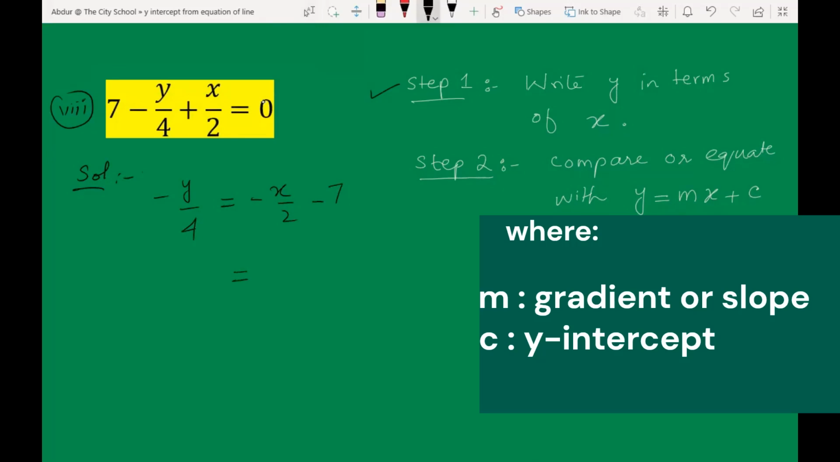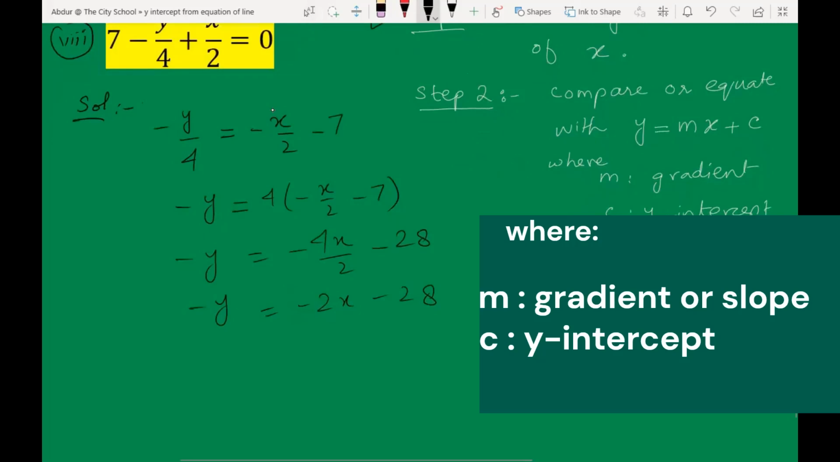So step number 1 is not completed yet. So 4 is dividing minus y, equals 4 shifted here. It will be multiplied by minus x over 2 and minus 7. So minus 4x over 2 minus 28, or you can say minus y equals minus 2x minus 28. It is minus y and we have to write y. So change the sign. All signs will be changed. It will be y equals 2x plus 28.